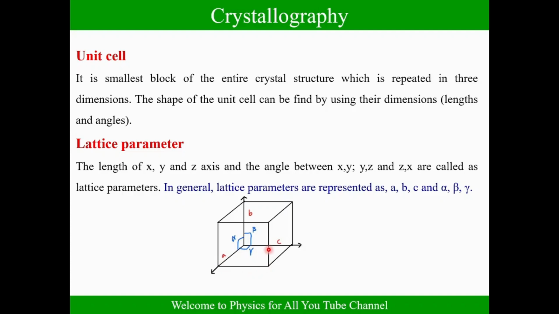A, B, C are called the lengths of the x-axis, y-axis and z-axis in the unit cell, and the angle between x and y is alpha, between y and z is beta, and between z and x is gamma. These alpha, beta, gamma and A, B, C are commonly called lattice parameters. With the help of the lattice parameters, we can categorize unit cells into 7 shapes.